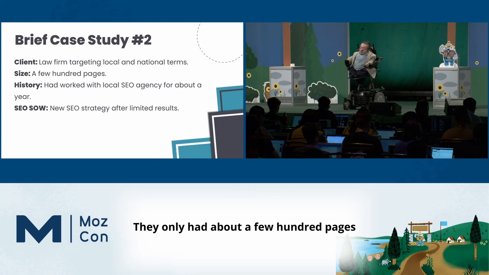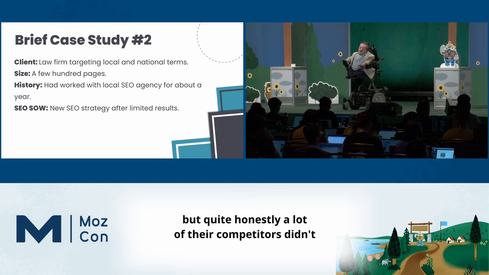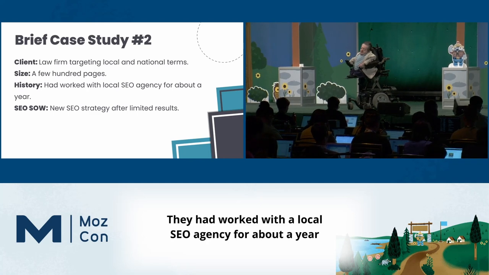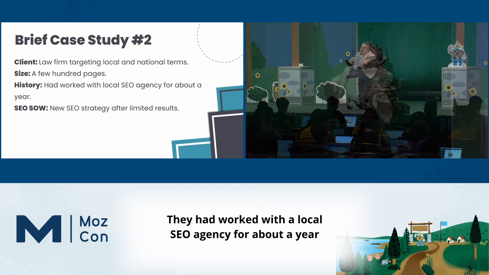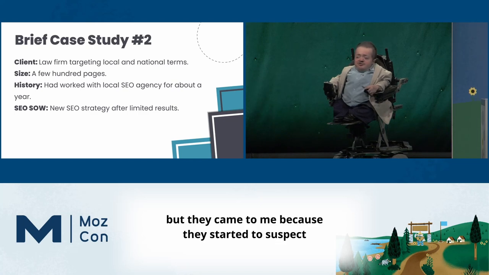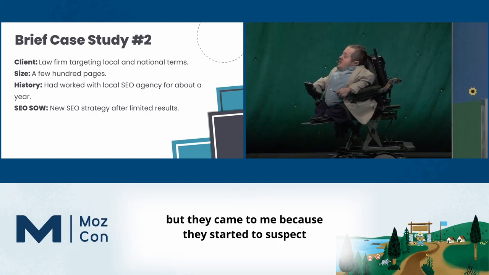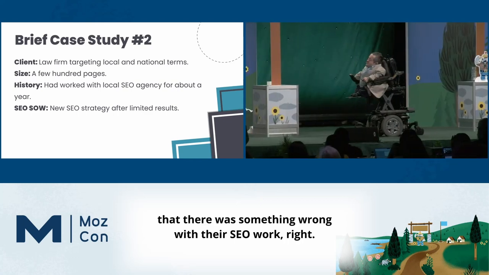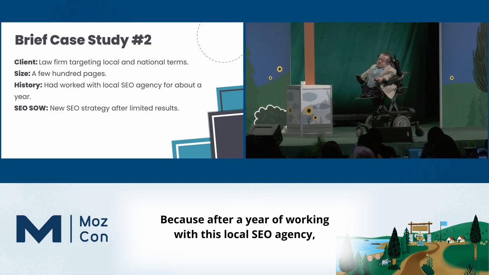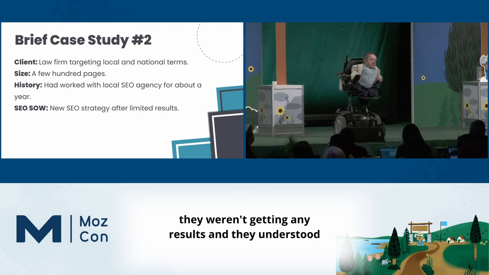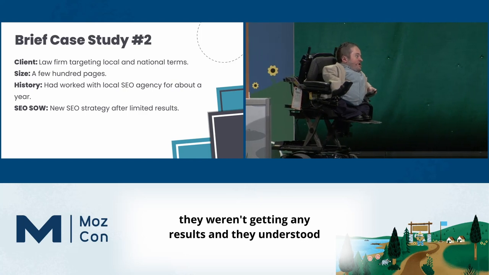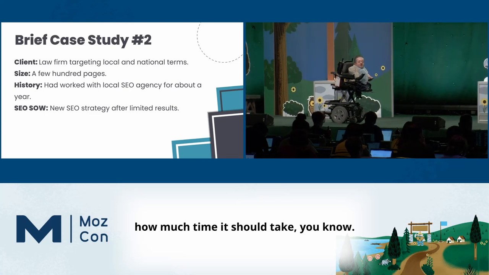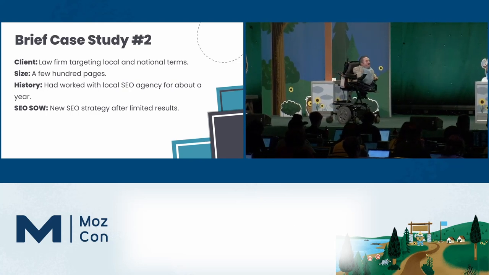They only had about a few hundred pages, but quite honestly, a lot of their competitors didn't have much more than that either, so that wasn't really a big deal. They had worked with a local SEO agency for about a year. But they came to me because they started to suspect that there was something wrong with their SEO work, right? Because after a year of working with this local SEO agency, they weren't getting any results. And they understood that SEO took time, but they weren't really sure how much time it should take, you know?